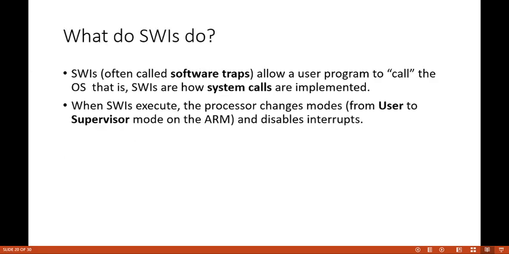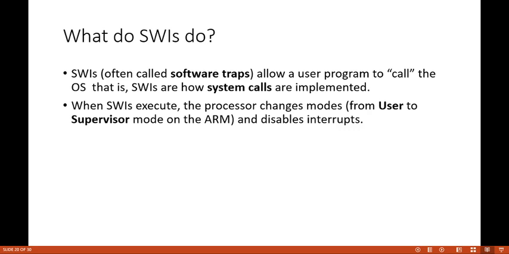Now, what does the SWI instruction do? SWI is nothing but software interrupt. It is often called a software trap. It is actually a system call to the OS. It allows the user program to call the OS, that is, software interrupts are how system calls are implemented.